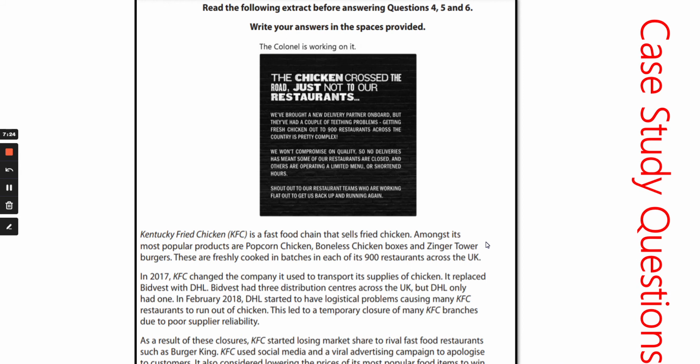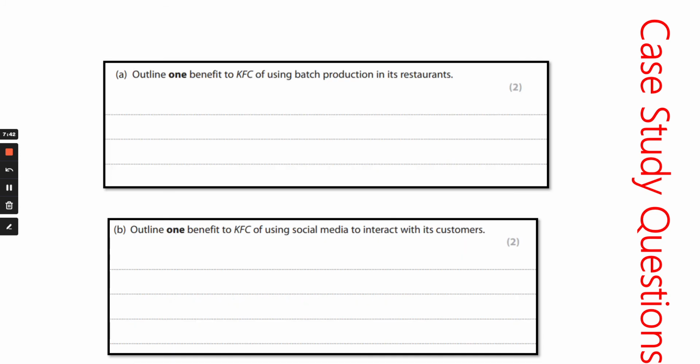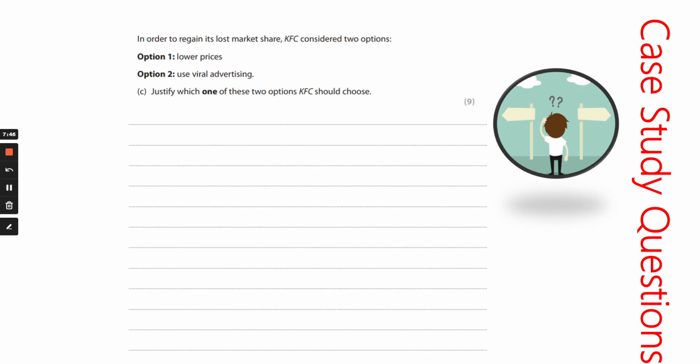Both papers follow exactly the same structure and include case study style questions in sections B and C of each paper. Here's an example, and you may remember the logistical issues with KFC back in 2017. So this is a real life case study. These are examples of short answer questions based on that case study. And this is an extended writing style question based on that KFC case study.